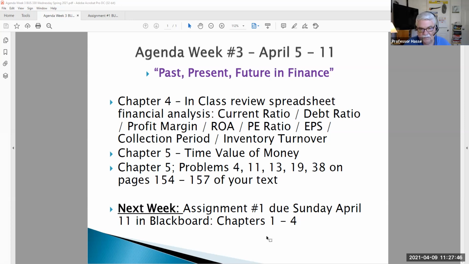Remember, we have assignment number 1 due this Sunday at midnight to Blackboard. Please post your work file by that time, and I'll go over that assignment in just a minute. We're also talking about the time value of money, and we'll talk more about this in our class next Wednesday and in our Wednesday class in our week number 4 work. The time value of money: what is present value, future value. There are some excellent problems to practice on in Chapter 5, and they are included in Blackboard.